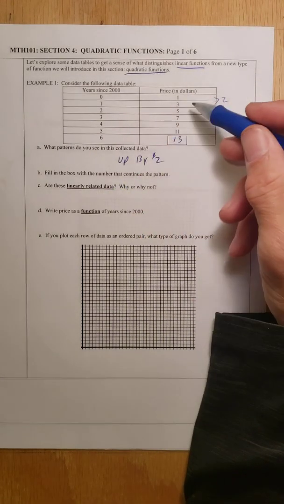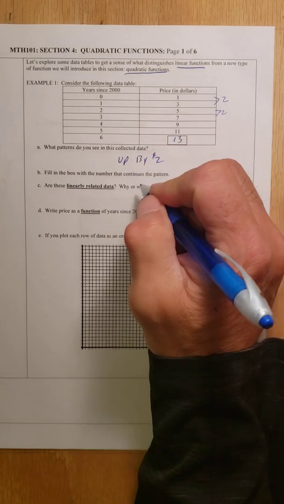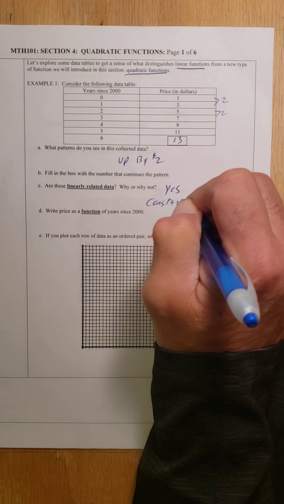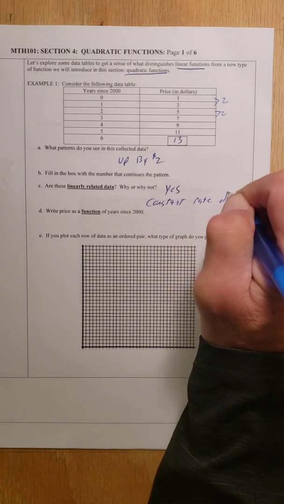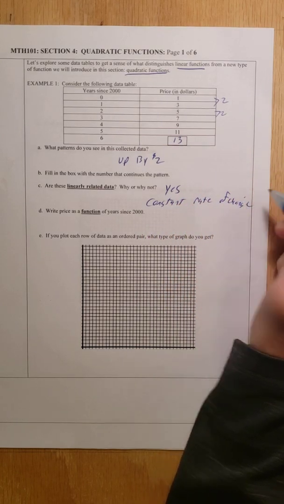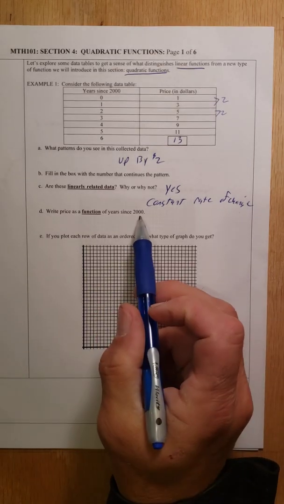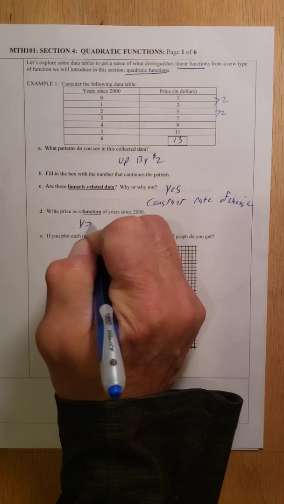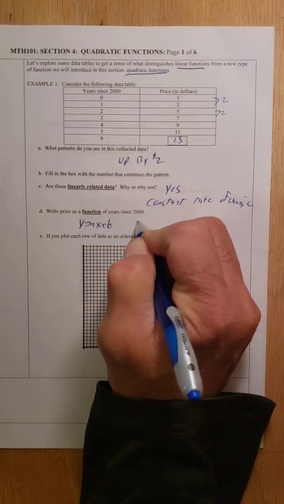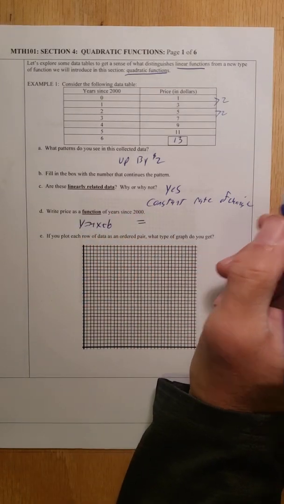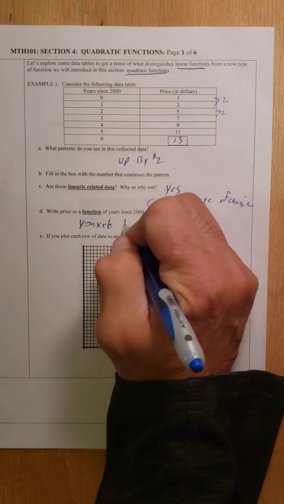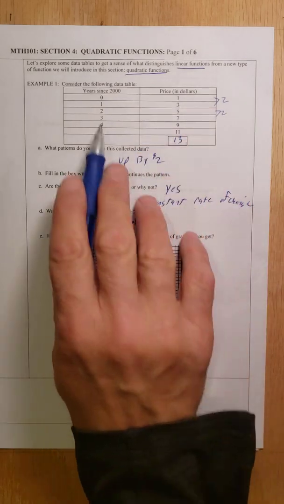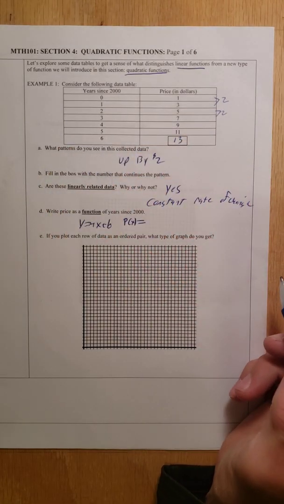Okay, so are these linearly related? I would say yes, because there is a constant rate of change. So write a price function for this. If you remember, our equation is y equals mx plus b. So in this case, I'm going to say p of x, where p is my price and x is my years since 2000.